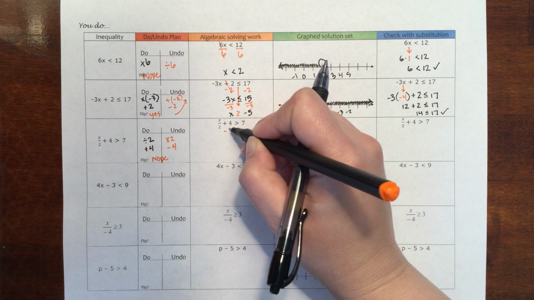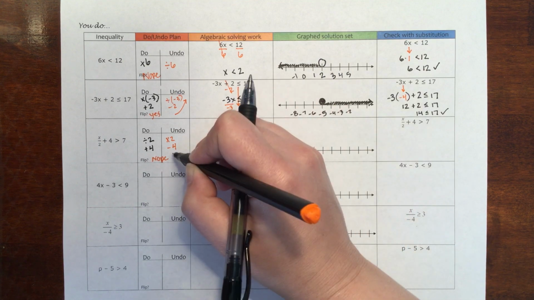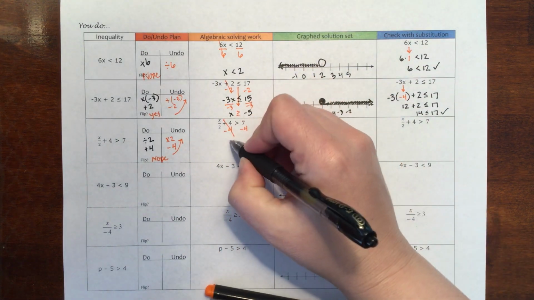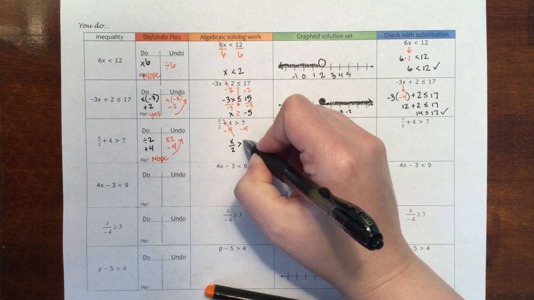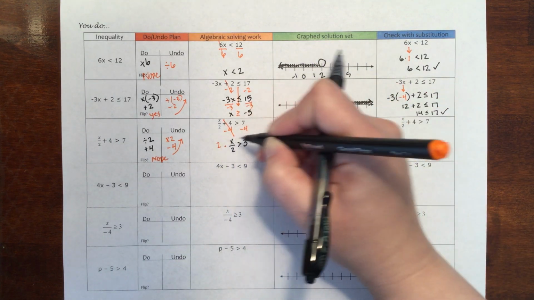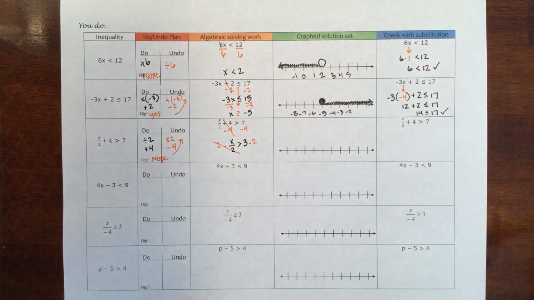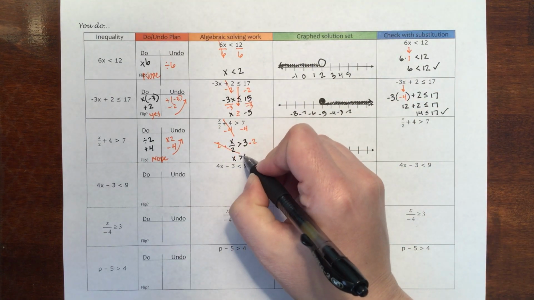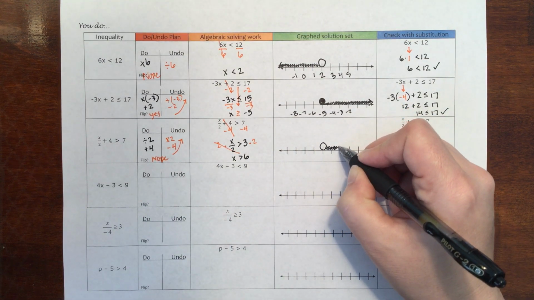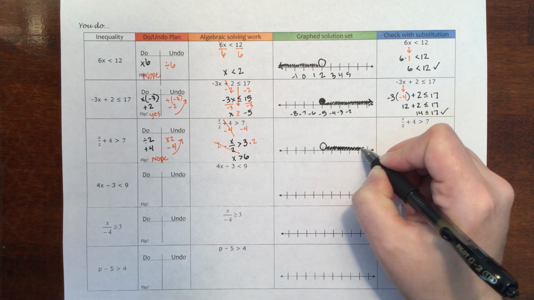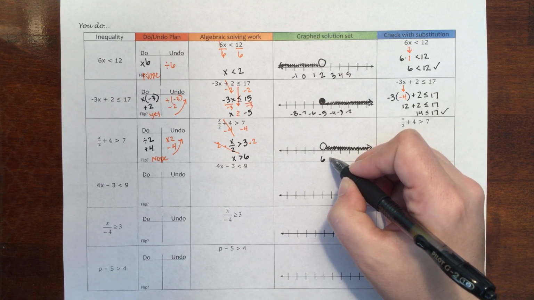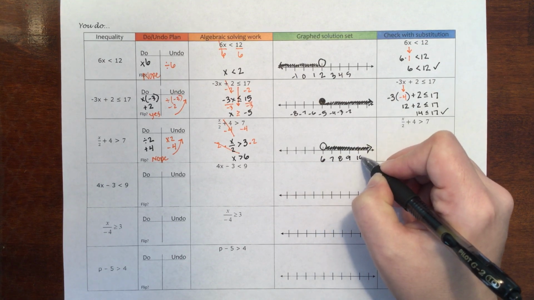For the algebra work, I'll show reverse order of operations. First subtracting 4. My equivalent problem is x divided by 2 is greater than 3, because 7 minus 4 is 3. Now I'll show multiplying by 2. X is greater than 6. I'll have an open circle and an arrow to the right to represent the greater than sign. The placement of 6 and the scale does not matter.